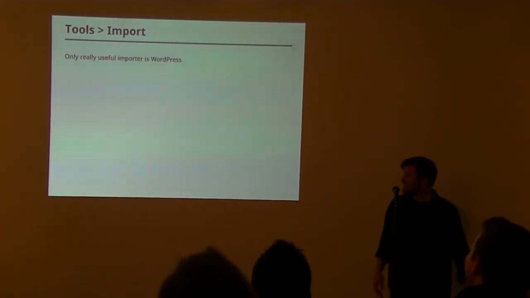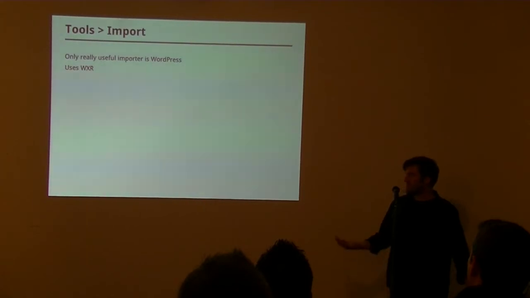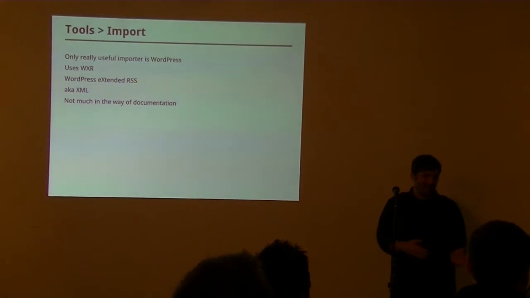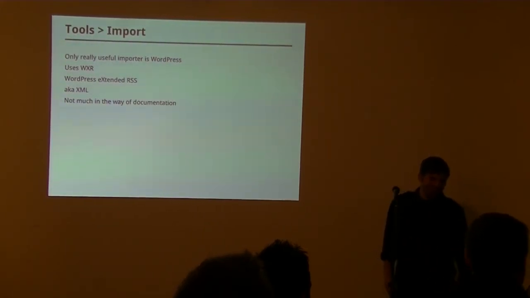But anyway, the only really useful importer is WordPress. It uses WXR, which is WordPress Extended RSS. So, aka just a big load of XML. There's not much in the web documentation. I'm looking at one person I know who works for Automattic. Have I just missed it? Yeah, WXR. I wish I'd known that.